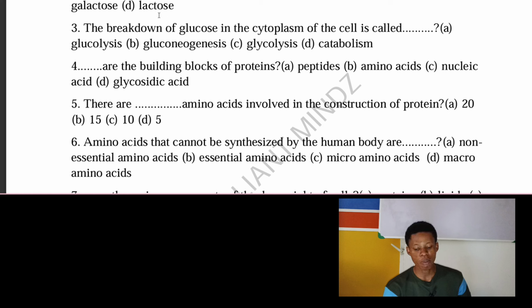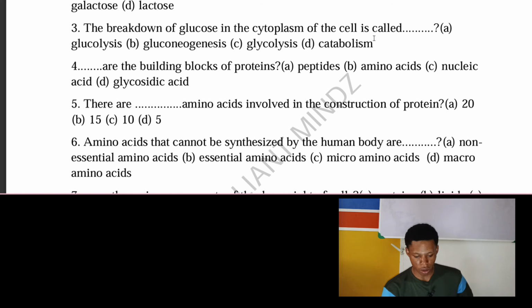Number 4, dash are the building blocks of proteins. Now, the building blocks of proteins, A says peptides, B, amino acids, C, nucleic acid, D, glycosidic bond. The answer here is amino acids. Amino acids are the building blocks of proteins. So if you lay one amino acid to another amino acid to another amino acid, what you have is protein.